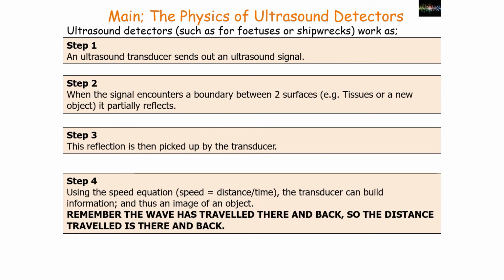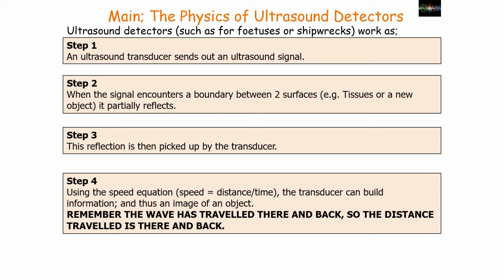So in a step-by-step process, ultrasound detectors, such as for fetuses or for shipwrecks, work as follows. In the first step, an ultrasound transducer sends out an ultrasound signal. Step 2, when the signal encounters a boundary between two surfaces, e.g. a new tissue or a new object, it will partially reflect.